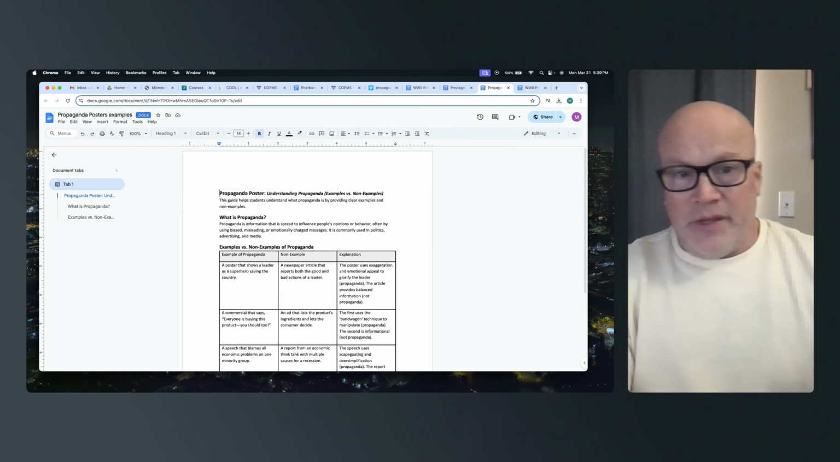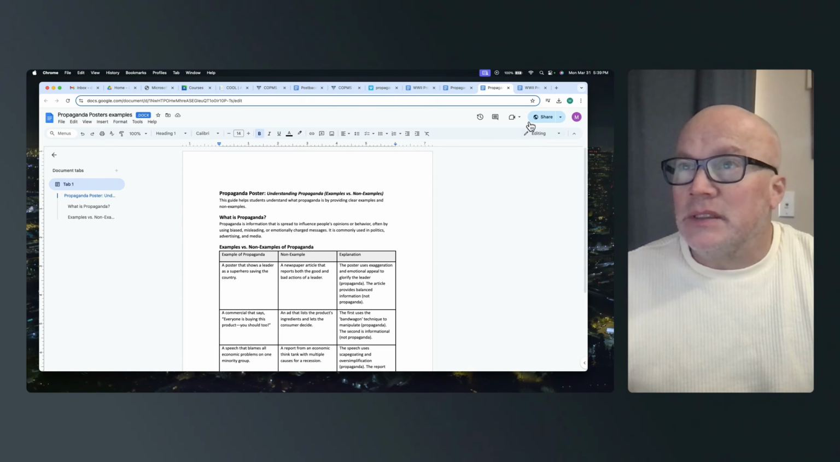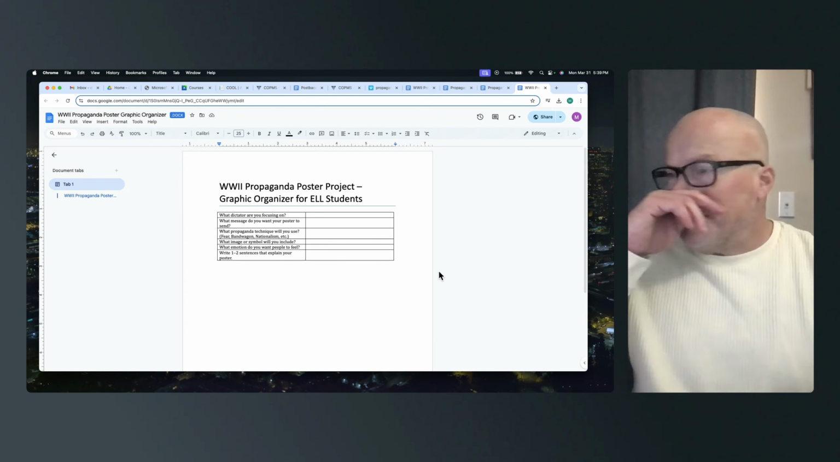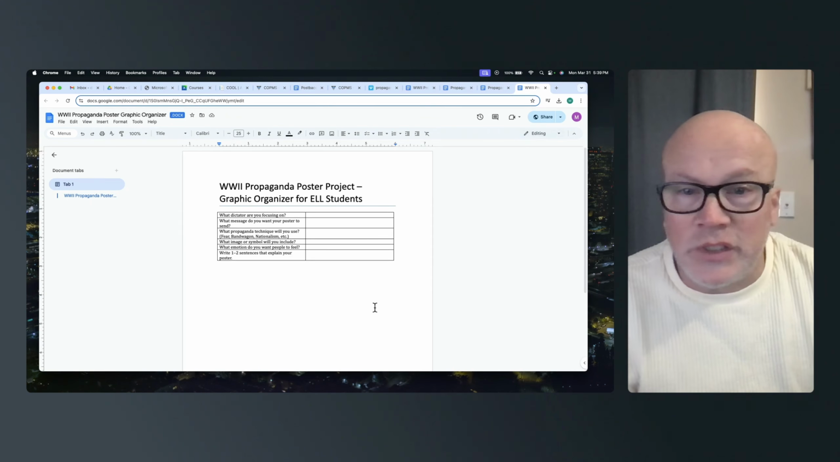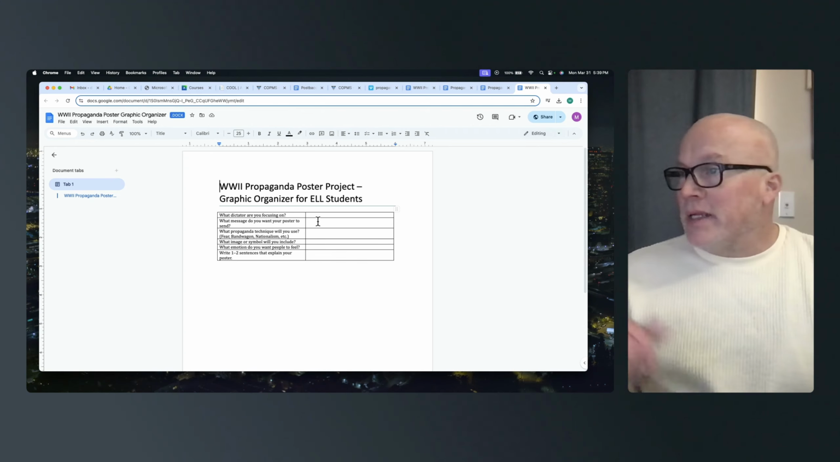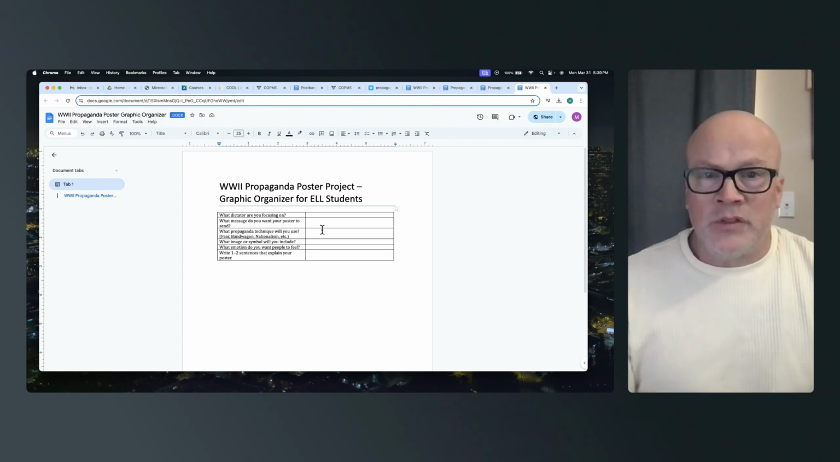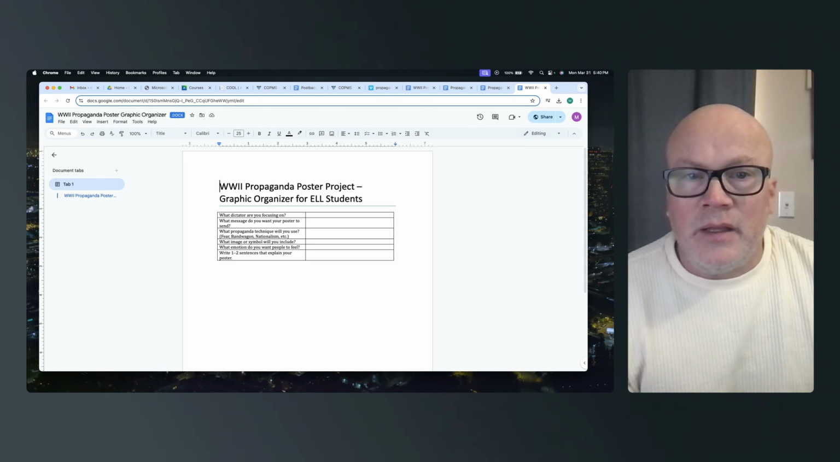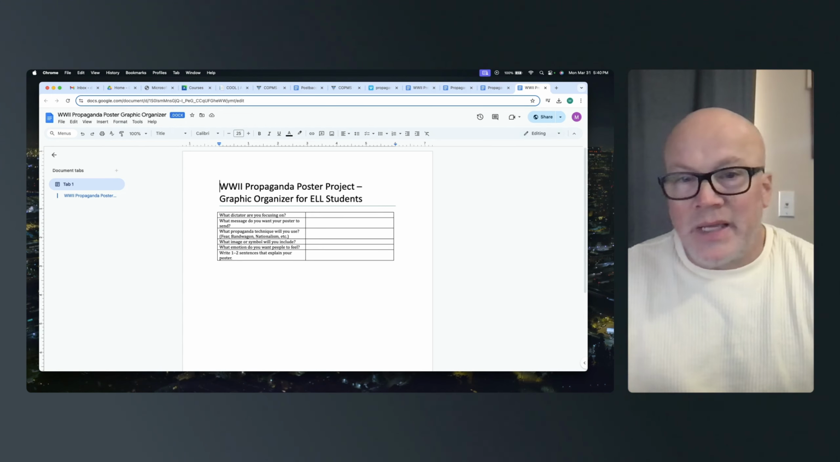And then also to support students in planning their own poster, I have another graphic organizer. Here we go. Right here. It asks pretty basic questions. You'll see it's: What dictator are you focusing on? What message do you want your poster to send? What propaganda technique will you use: fear, bandwagon, nationalism? What image or symbol will you include? And so on and so on. So there's a couple good ones there. And it really also encourages them to think critically about intent and bias and things of that nature.